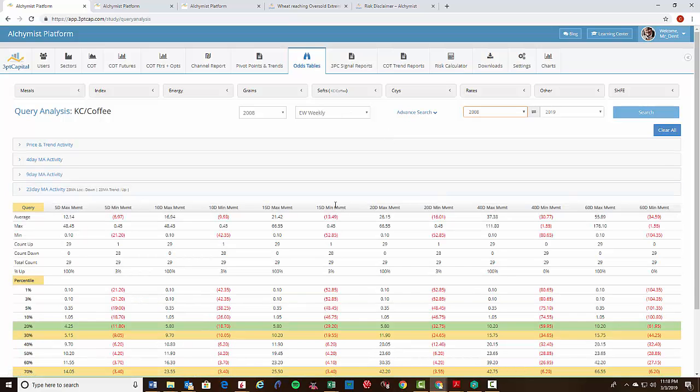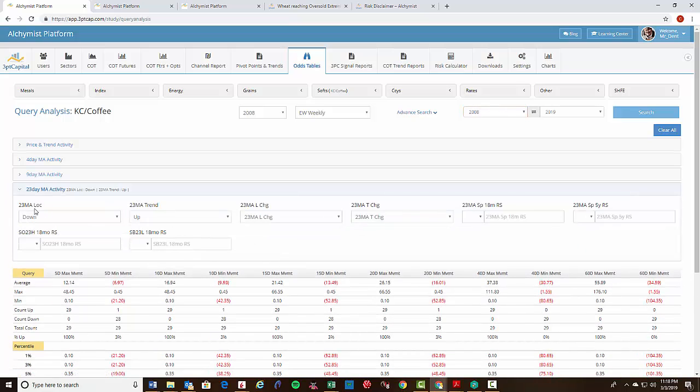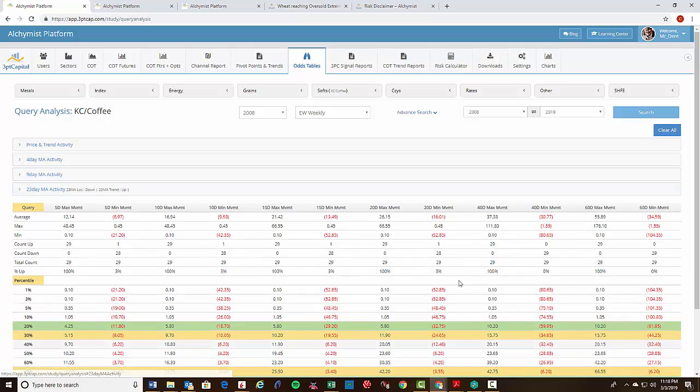Okay, so what we have here is the query table, and what this enables us to do is to look at prior instances that we've had similar technical setups as we have today. Okay, so what we have here is on the 23 weekly, we have a situation where the price location is below the 23 weekly low, so we're in a down location. However, the 23 moving average is actually trending higher, okay? So 23 location down, trend is up, right?